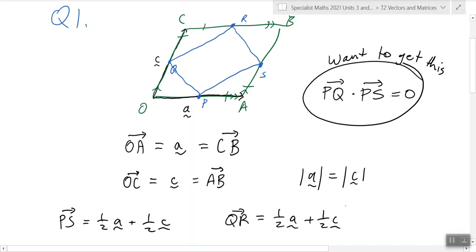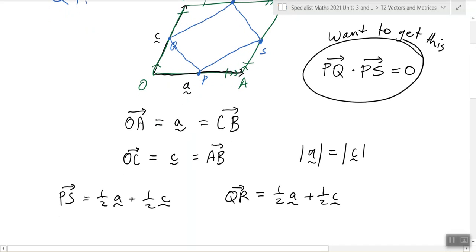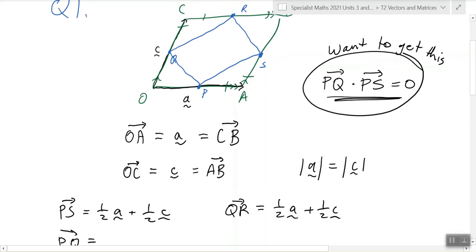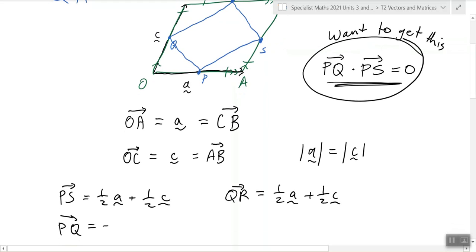What about PQ? This is what we want to get to. So these are the 2 we want in terms of A and C. Would it be half negative A plus half C? From P to Q, yep. So negative half A plus half C. So it's gone negative A direction and then plus C direction.